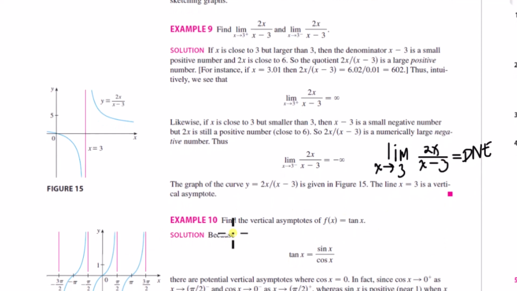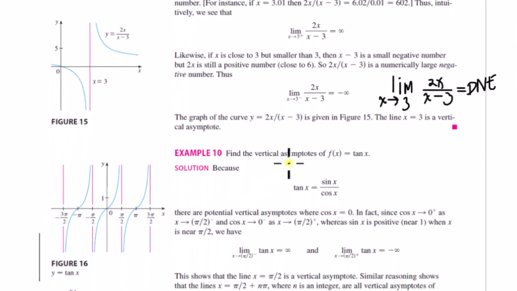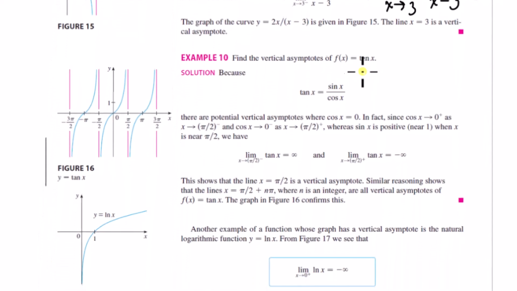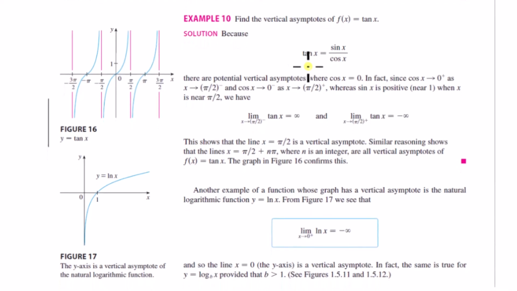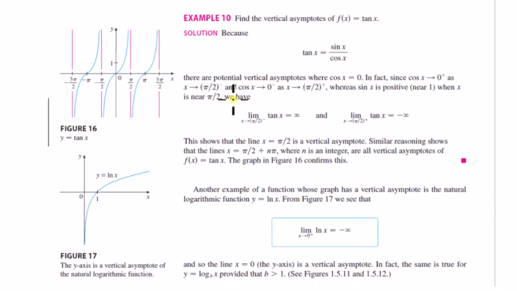Okay, now this last example says find the vertical asymptotes of f of x is equal to tangent of x. So, okay, tangent of x we can write as sine of x over cosine of x. When it comes to vertical asymptotes, we want to think about the scenarios that are related to dividing by 0, right? When you're dividing by tiny numbers, that's when you're ballooning to large numbers in magnitude. So there are potential vertical asymptotes where cosine of x is equal to 0, right?